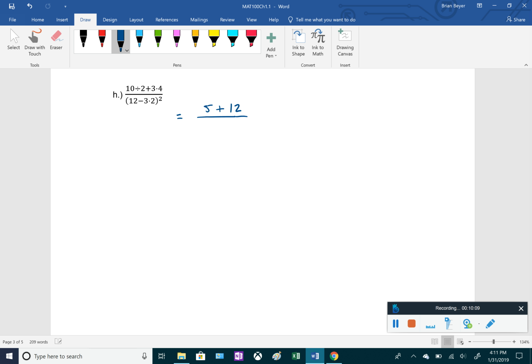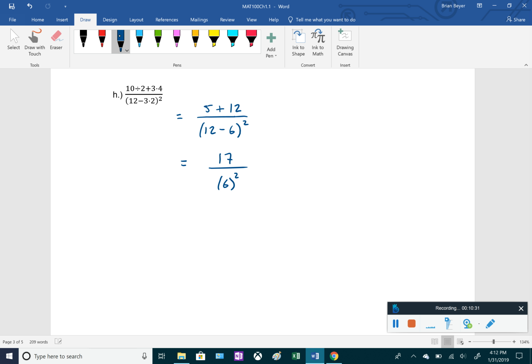Next, for that denominator, we have parentheses raised to an exponent. So we have to do what's inside the parentheses first. So we have to do 3 times 2 is the first one we have to do. So that's going to be 12 minus 6 squared. So the numerator, 5 plus 12 is 17. Denominator, 12 minus 6 is 6.